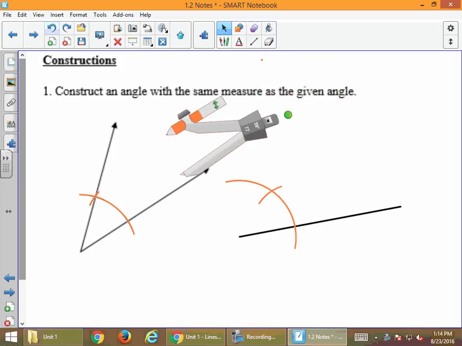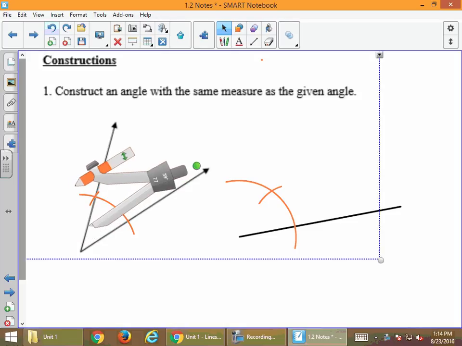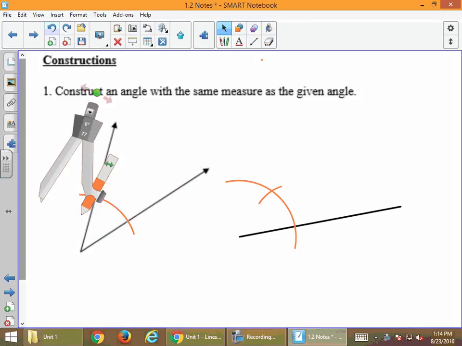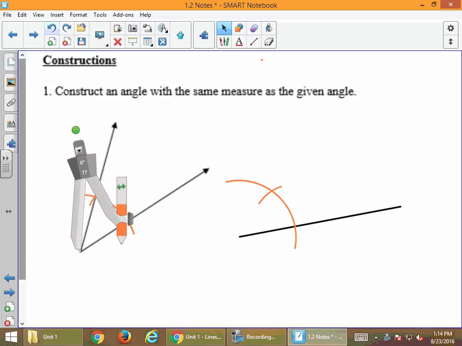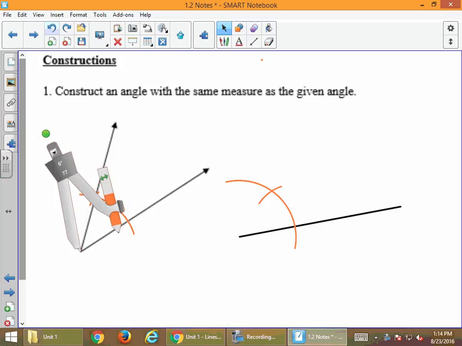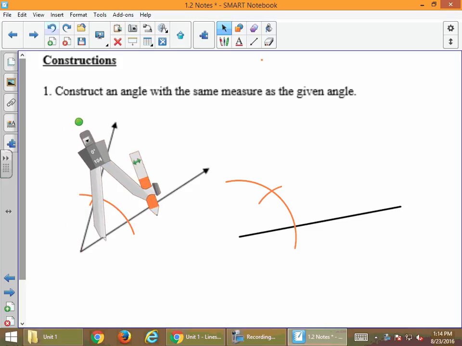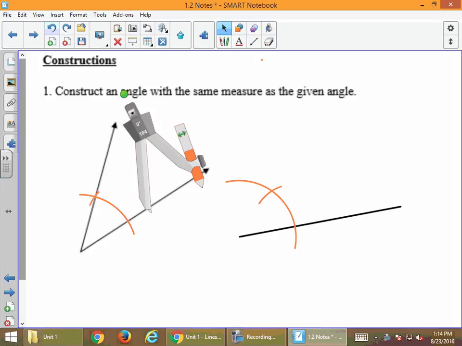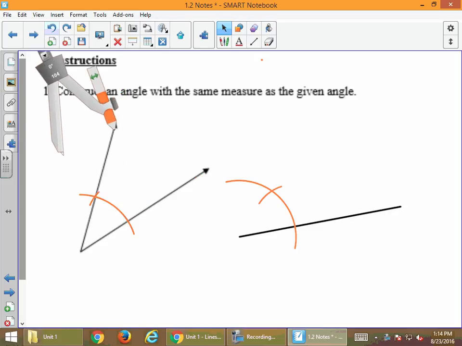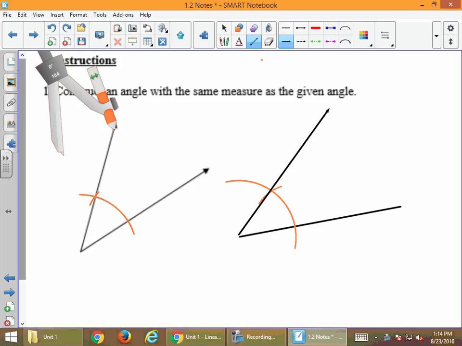If that's the case, go back here, measure this opening again, whatever you had, and then just move it back over here and make that a little longer. That's all you have to do. So now I have that intersection. Take your straight edge, connect your vertex through that point.